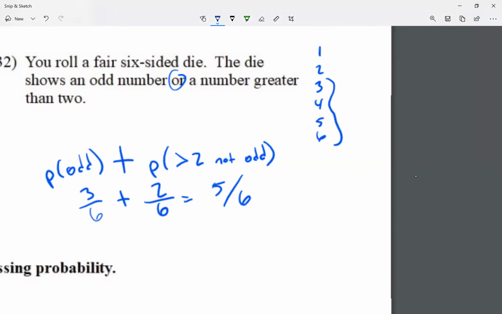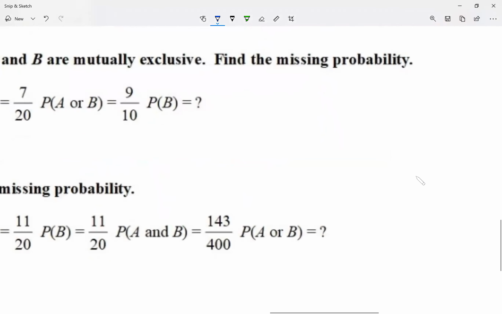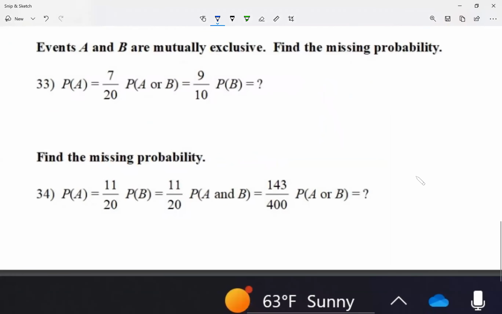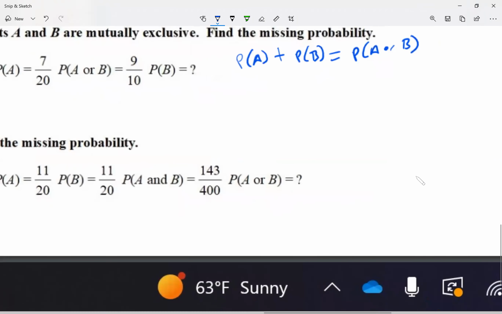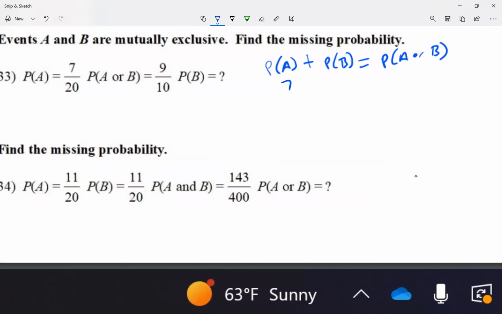Now let's take a look in symbols. Probability of A, when these are mutually exclusive, what we were doing is probability of A plus the probability of B was equal to probability of A or B. Let me replace my values. The probability of A is 7/20. Probability of B, I have no idea. Let me call it X. Equals probability of A or B. Let me call this 9/20. We're dealing with fractions because probabilities are fractions.